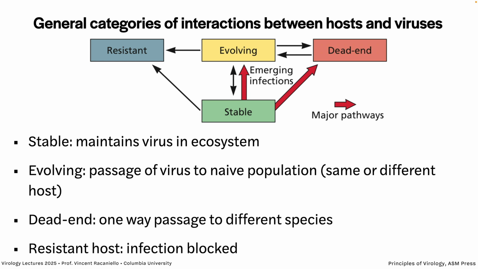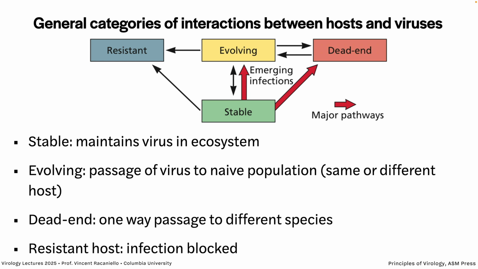A dead end, one-way passage to a different species, like West Nile virus from mosquitoes to people. It's a dead end. Many other examples of that too. And the resistant host. So in the dead end, the virus will reproduce in the dead end host, but will not spread to another. In the resistant host, infection is blocked. The virus gets into the host, but there is no infection.